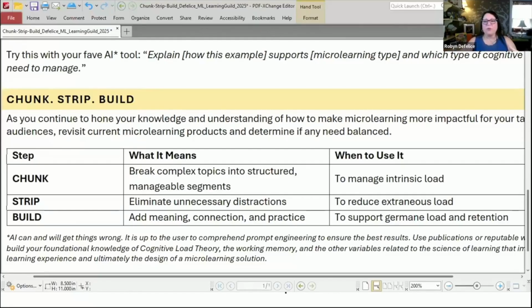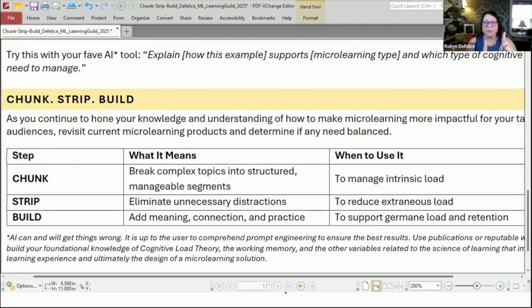So let's think about that intrinsic piece. We've had some people do the chunk, strip, build. Why don't we go back and ask that question now? What do you think it is? Is this request from the stakeholders an intrinsic load issue, an extraneous, or germane one right now, given the content you've been given in the request? What do you think you've got going on? And it can be more than one.